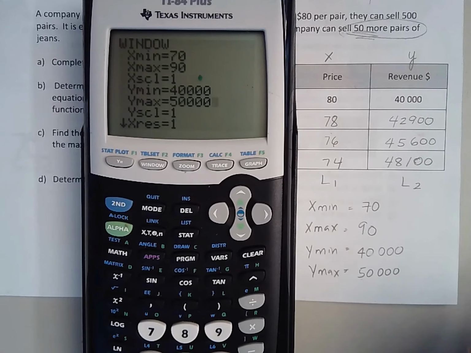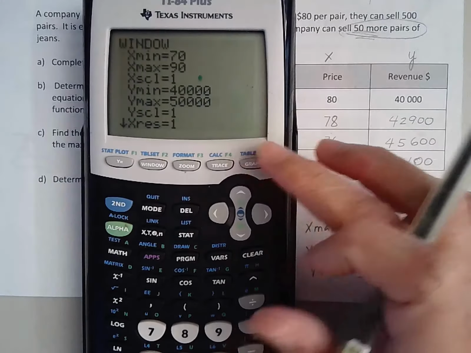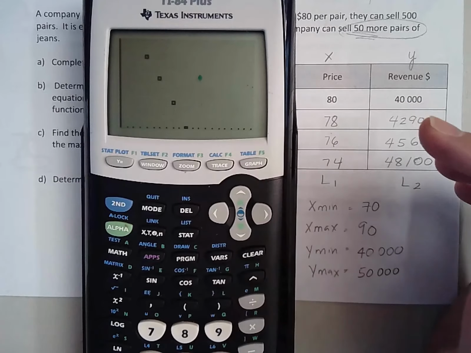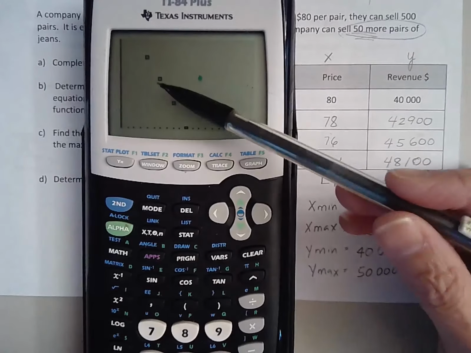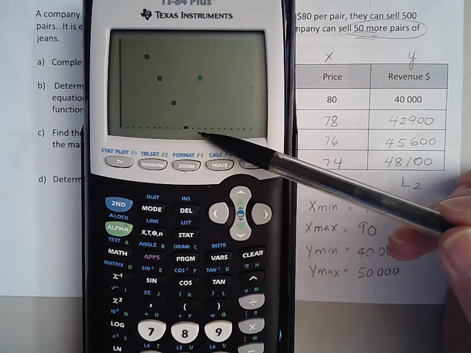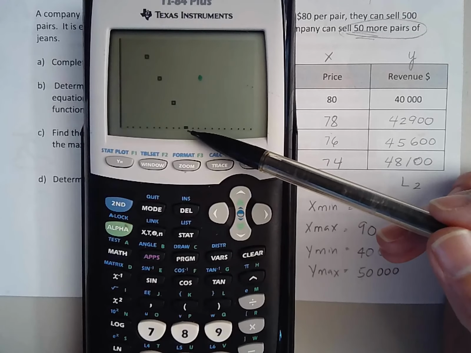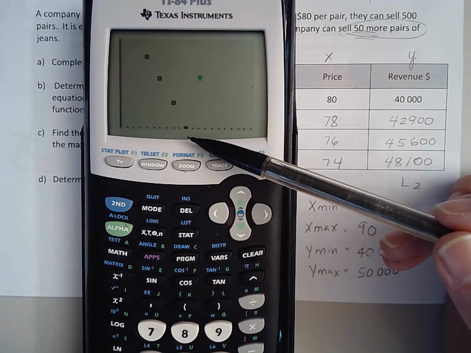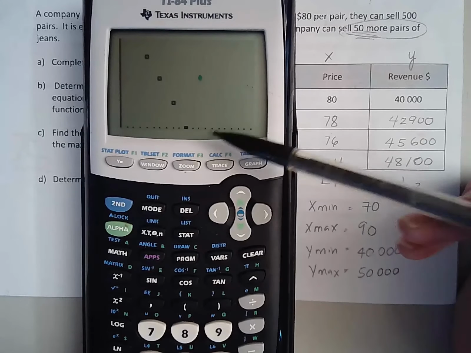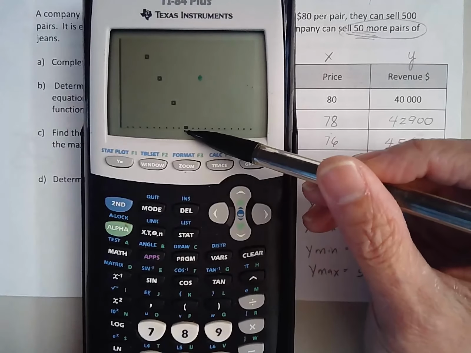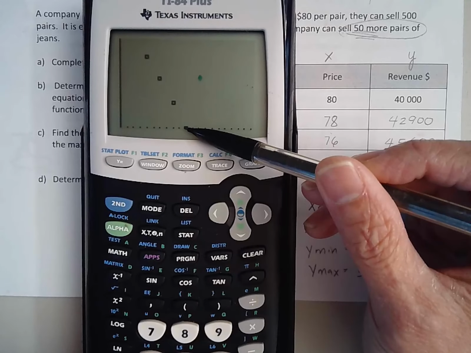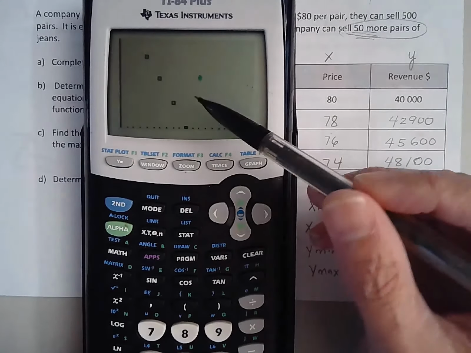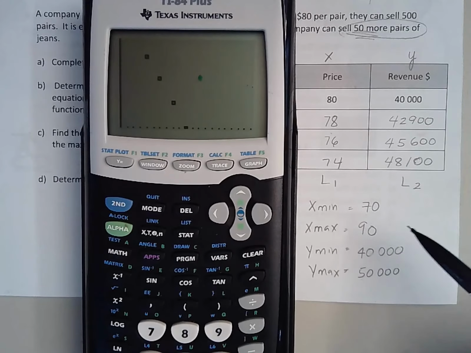Okay, is everybody okay? Now let's press graph. So you should see your points, 1, 2, 3, 4 points. Minus 3 points. Oh, yours is 3. Maybe one is right there. Did you enter 70, 90, 40, and 50,000? Yeah.